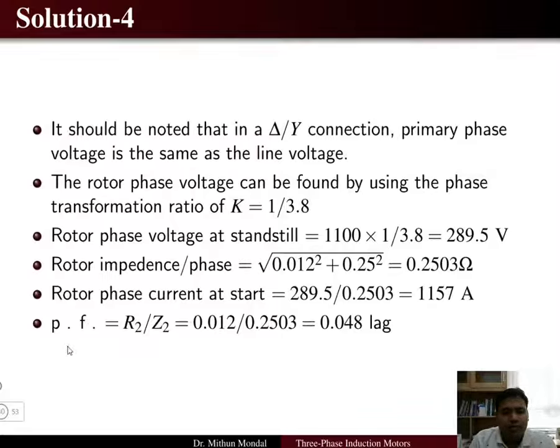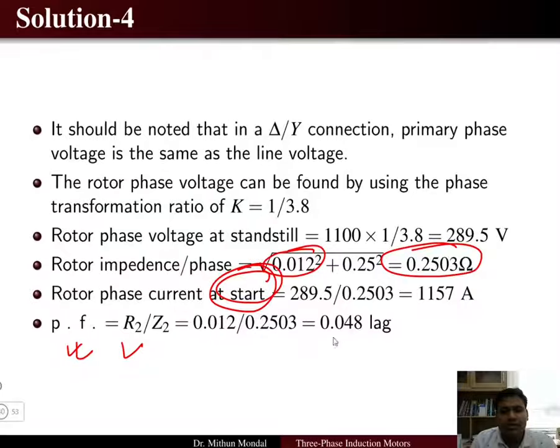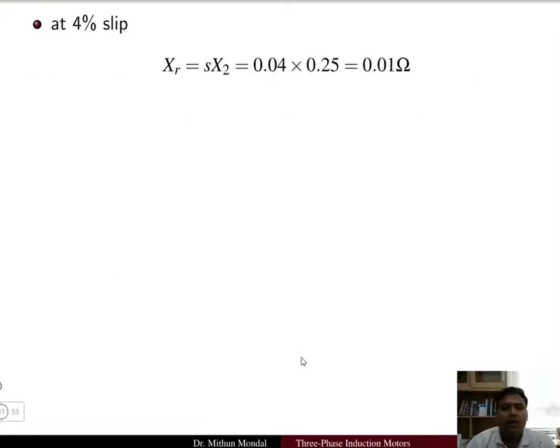And the power factor at the standstill condition, the start condition, is basically the total resistance by the total impedance. So the resistance is given as 0.012 divided by the impedance of the network, which we have calculated as 0.2503. So it is 0.048 lagging. Now, those calculations are all in the starting condition.